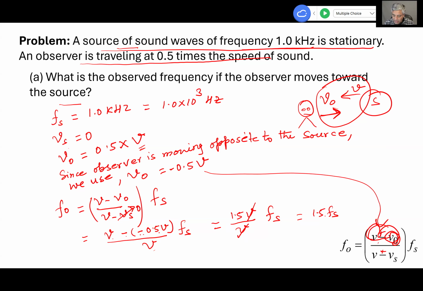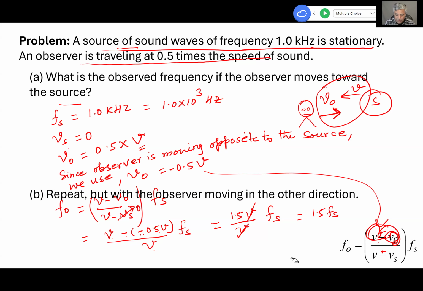So the source frequency is 1 kilohertz, which means this observed frequency is 1.5 kilohertz, or 1500 hertz. Okay, so that's how we use this formula.